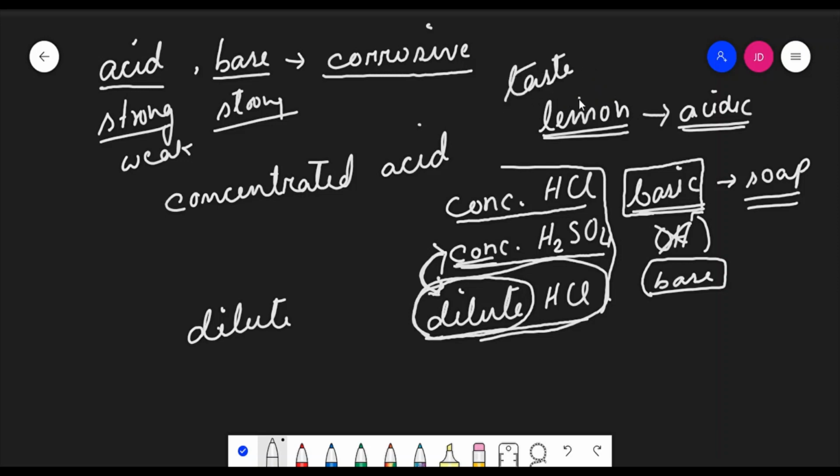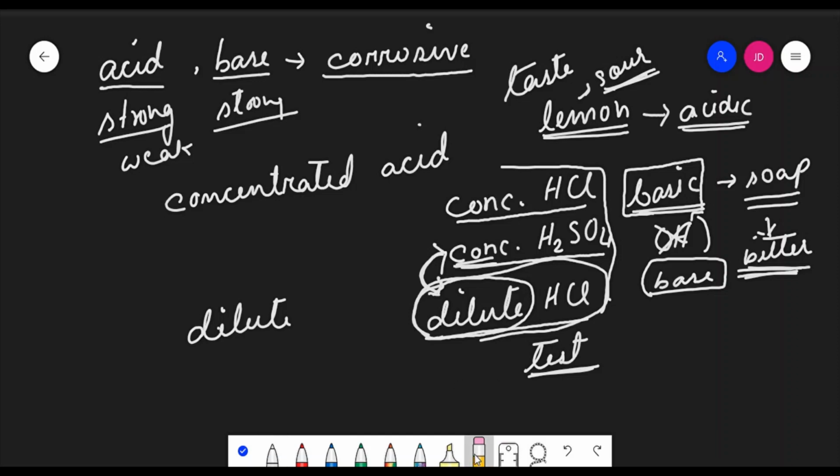What's the taste of lemon? Sour. What's the taste of a soap? Bitter. That means a general idea we can see is acid will be sour in taste and base will be bitter in taste. Generally we can say this. Okay, so this is how we can test for the difference. Test, not taste. Okay, test for the difference between acid and base.